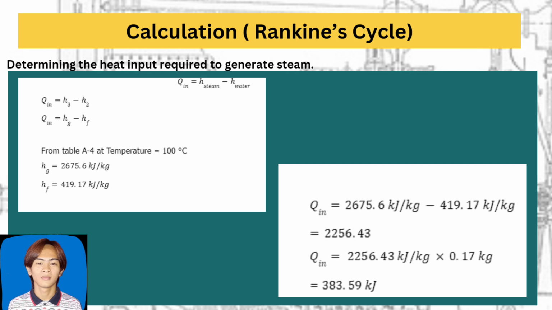2256.43. But we want the answer in kJ, so we multiply the value by the mass of water that our group used in the boiler, which is 0.17 kg. So our group gets the heat input required to generate steam as 383.59 kJ.